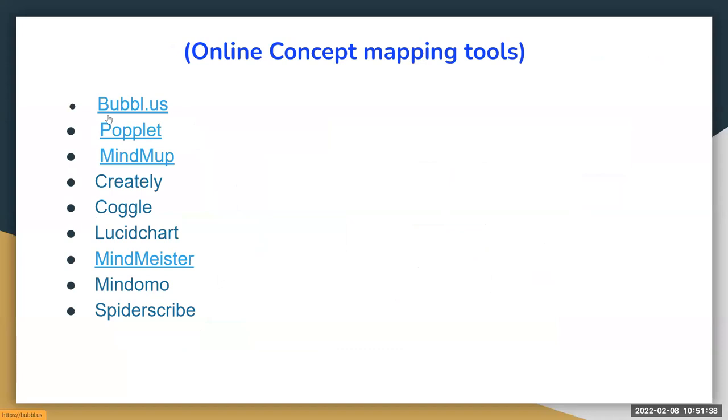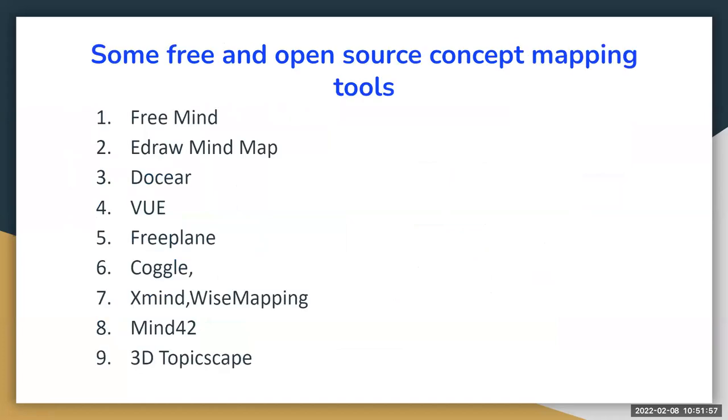I have shared some online concept mapping tools with you. These are bubble.us, Poplet, MindMap, Creately, Kaggle, Lucidchart, MindMeister, Mindomo, SpiderScribe. These are some online concept mapping tools which you can further use in your teaching learning process. And there are also some free and open source concept mapping tools. These are FreeMind, EdDraw MindMap, Dossier, View, FreePlane, Kaggle, XMind, Wise Mapping, Mind42, 3D Topicscape.